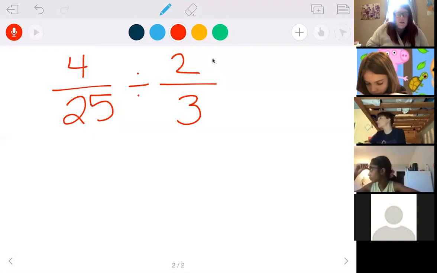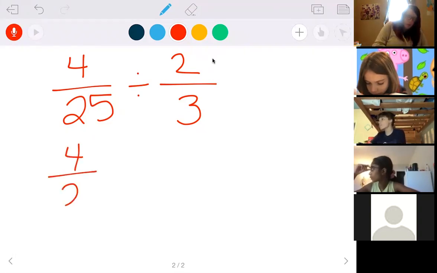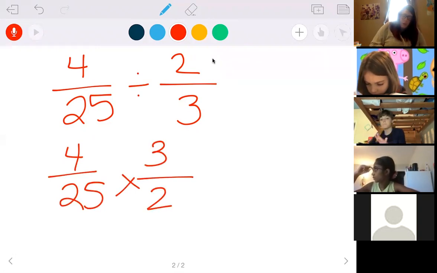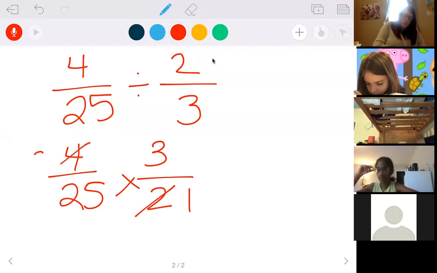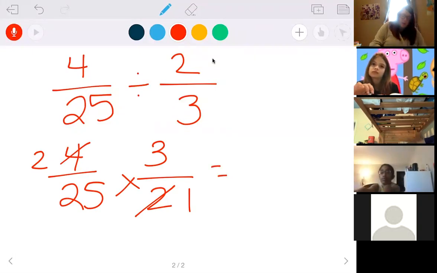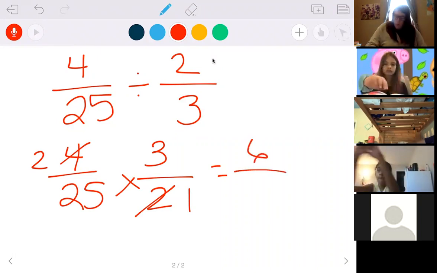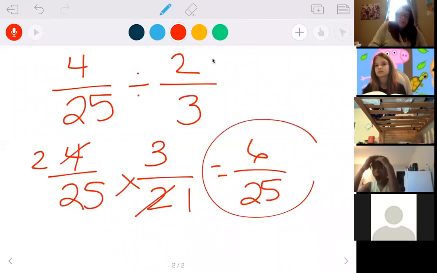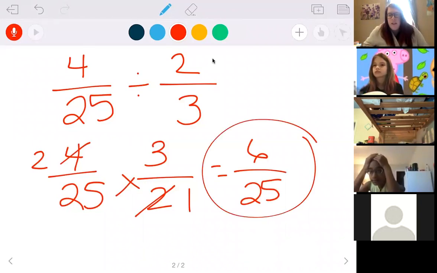All right, so let's do this one. 4/25 times 3/2. We can reduce here. 2 divided by 2 is 1. 4 divided by 2 is 2. We can't do anything to 3 and 25, so we just need to leave it. 2 times 3 is 6. 25 times 1 is 25. So that's your answer. Can't reduce it because we can't divide 6 and 25 by the same thing. 25 can be divided by 5.